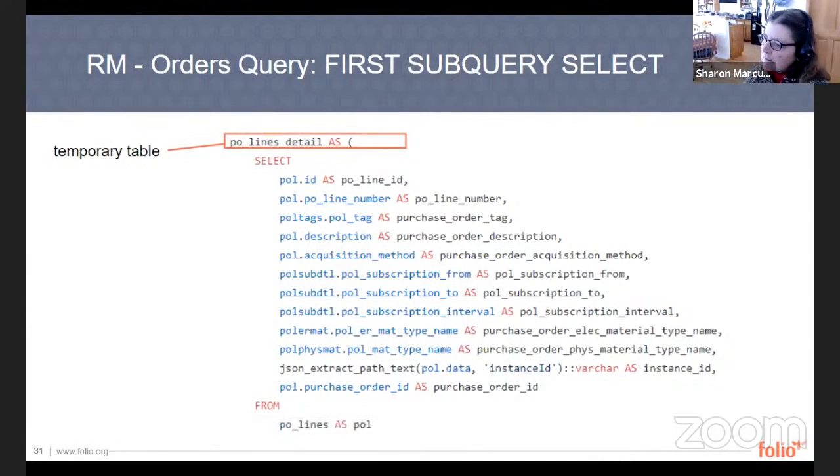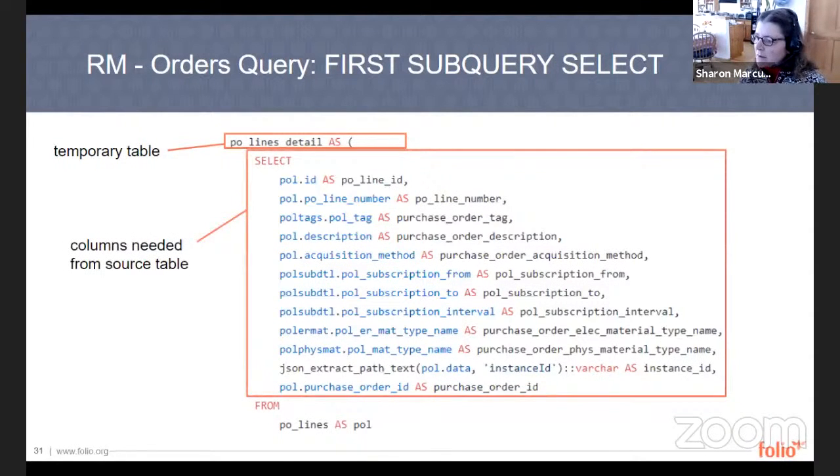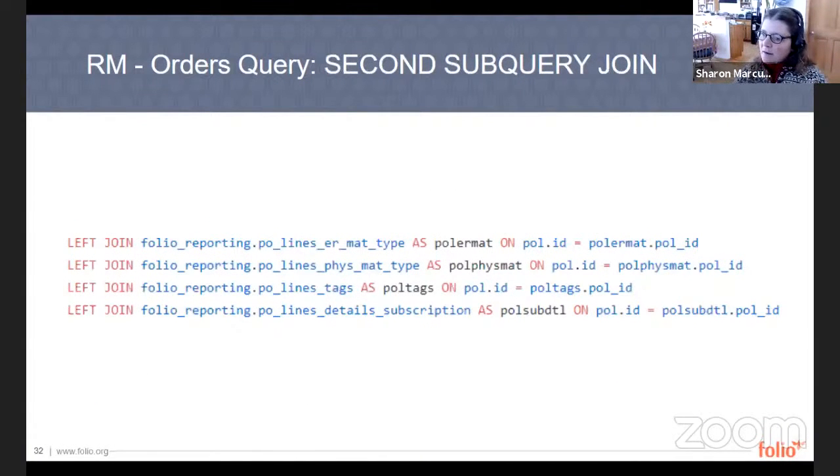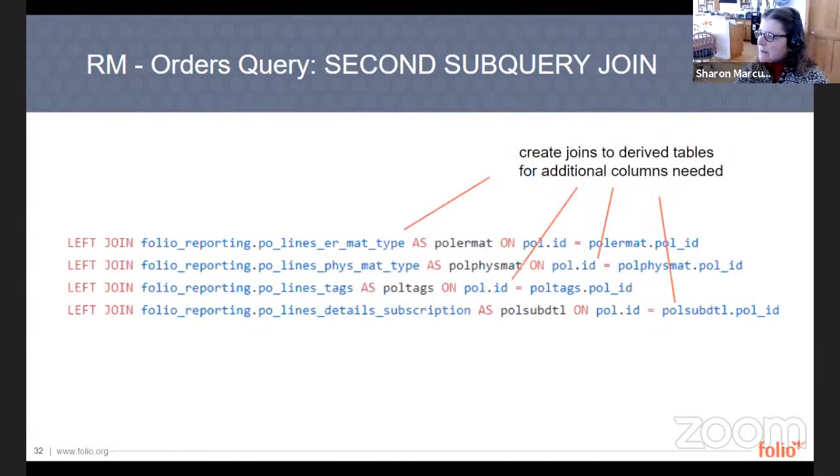For the first part of this query, we create a temporary table to bring in the details from the PO lines table. Here in the select statement, we specify the columns that are going to be needed and the source table in the from statement. Then we make the joins to the derived tables that I mentioned earlier to get the additional columns that are needed.